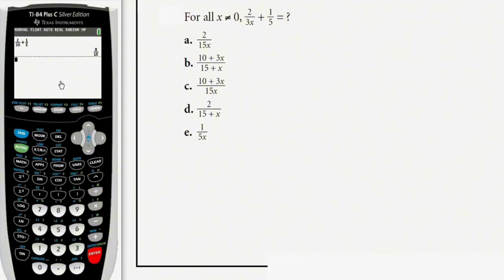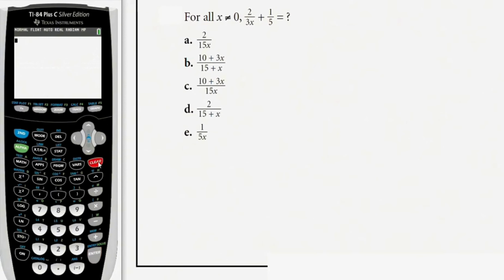To put it in decimal, just press this math button. Okay, so come down to this decimal option and press enter. So answer to decimal, press enter again. So 8 over 15 is 0.53. So right now we're going to simplify the options. Anyone that gives us 8 over 15 or 0.53 will be the answer to this question.